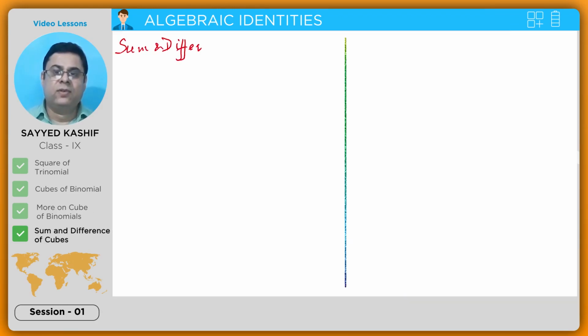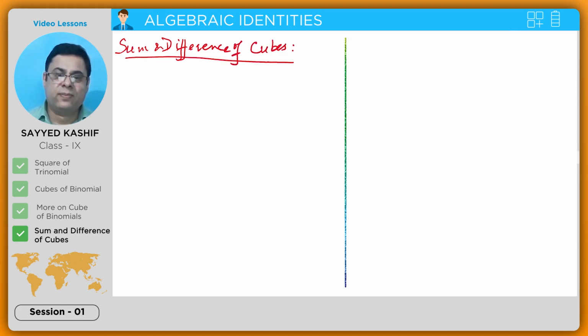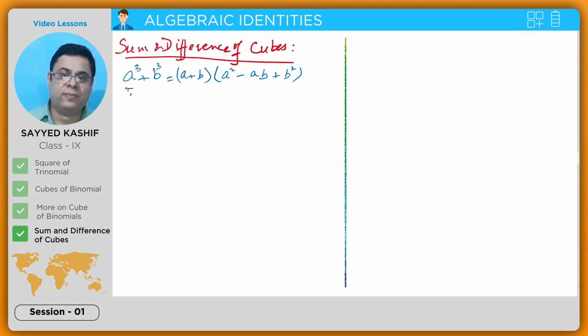It's time to learn sum and differences of cubes. a cube plus b cube is equal to (a plus b) into (a square minus ab plus b square). To prove it, let's take the right hand side: (a plus b) into (a square minus ab plus b square).